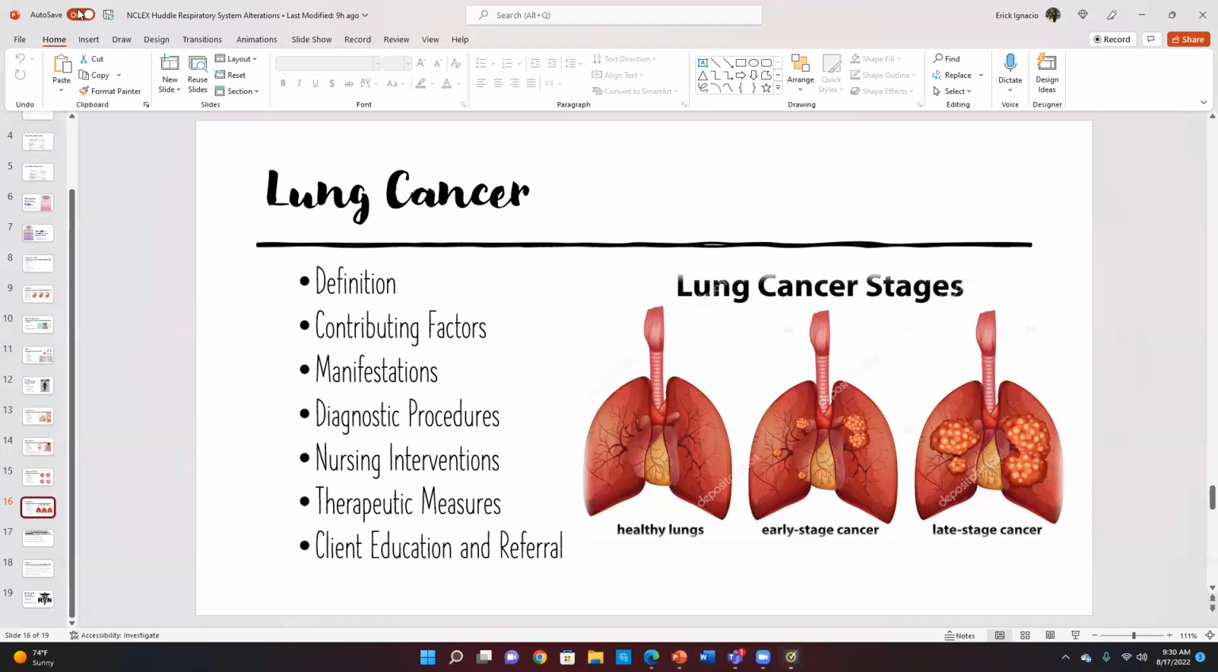So the T stands for the size of the tumor, the N stands for the nodes, has this cancer spread to the local lymph nodes? And M is for metastasis. Has the cancer spread from the primary location, maybe from the lungs to the kidney or to the brain, right? So let's talk about our nursing interventions for a patient with lung cancer.